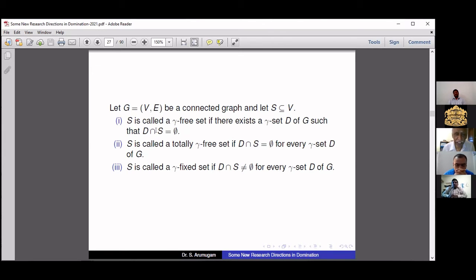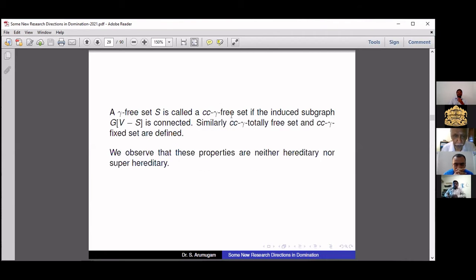If this happens for every gamma set, I call it a totally gamma free set. At the other extreme, if S has non-empty intersection with every gamma set, then I call it a gamma fixed set. Gamma free set, gamma totally free set, and gamma fixed set. I have introduced this concept following the terminology of Professor Sampathkumar, which he introduced long back. So S is called a gamma free set if there is a gamma set D such that D intersection S is empty. Now let me come back to this Queen's problem.